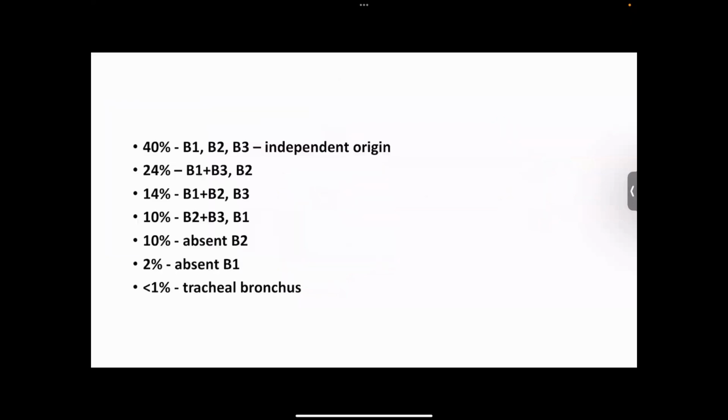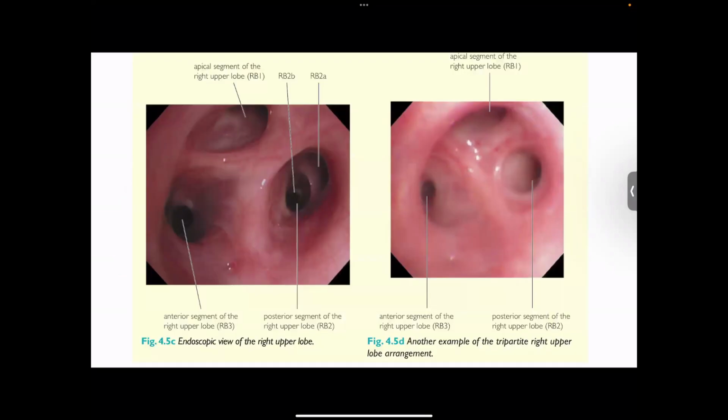So therefore, by prevalence, the independent origin like B1, B2, B3 is present in only 40% of cases in the right upper lobe. The rest, 60%, are the anomalous variants. So we should keep those variants in mind as well. Like in this picture again, this is the right B1 here. This is the B2, where we can see the subsegmental bronchi: B2A means the posterior, and B2B means the lateral part.